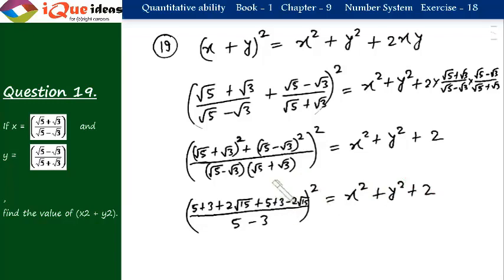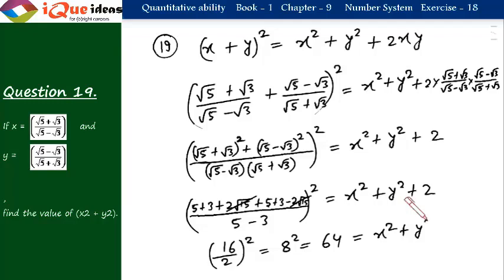Now this side, 2 root 15 will get cancelled and we will have 5 plus 3, 8, 5 plus 3, 8, 8 plus 8, 16 divided by 2. That is 16 divided by 2 whole square, which is equal to 8 square, which is equal to 64. Sorry, this is left hand side. 64 is left hand side. Right hand side is x square plus y square plus 2. So from here we get x square plus y square equal to 64 minus 2, which is 62. This is one way of solving this question.